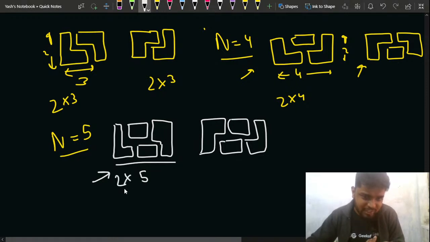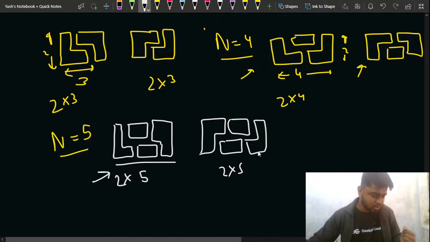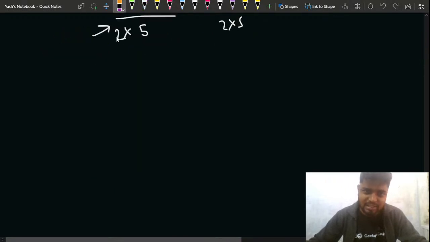For a 2 cross 5 grid, I can have it like this, where this is 1, this is 2, and this is 1. This is 2, this is 2, and this is 1. This is 1, this is 2, and this is 2. So the base is 5, right? Is this much part clear? Now let's say n is equal to 6. If n was 6, then what can happen?